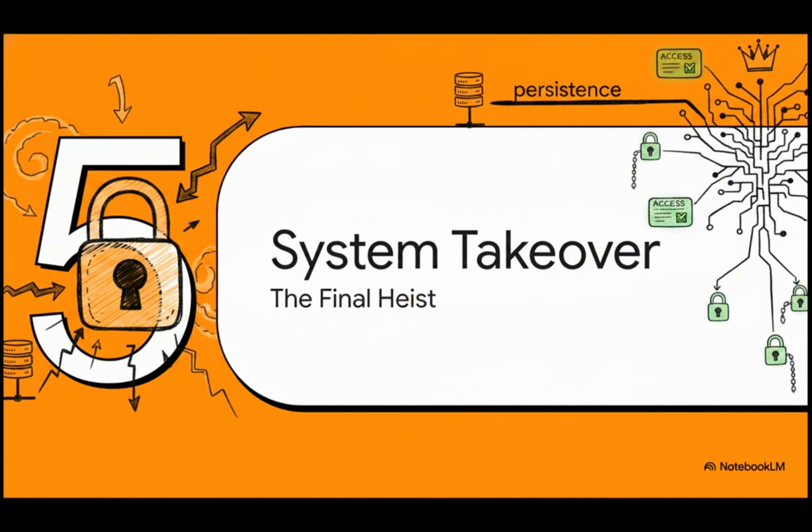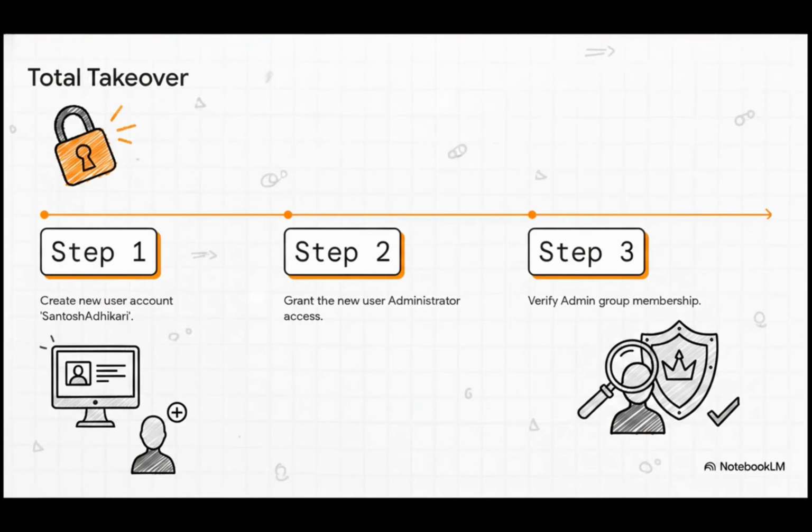All right, part 5, total system takeover, the final phase of the heist. Now, a temporary hack is annoying, for sure, but persistence, that's a full takeover. The attacker needs to make sure they can stay in control forever. To pull this off, they execute a really simple 3-step privilege escalation. Create a brand new user account, sneak that account into the local administrators group, and then double-check their work.